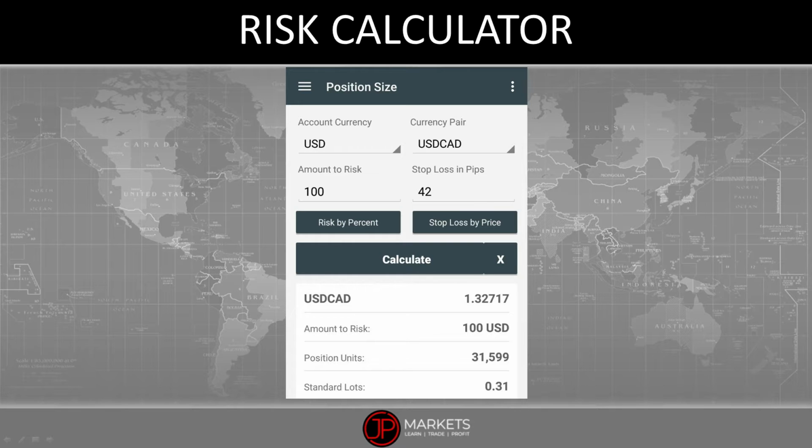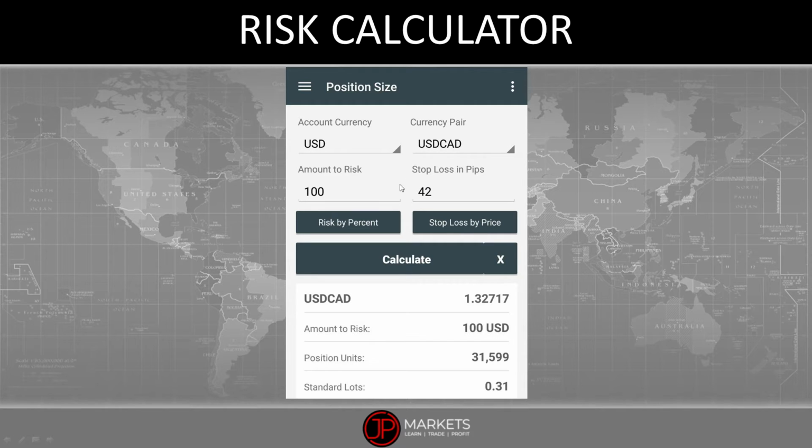So let's take a quick example. Let's say your account type is in USD, so your base currency is in dollars, and you want to take a trade opportunity on the USD CAD, which is the United States dollar against the Canadian dollar. You're looking into risking $100, and after pre-calculating your risk, you find that it's 42 pips, and that's all you have to do.